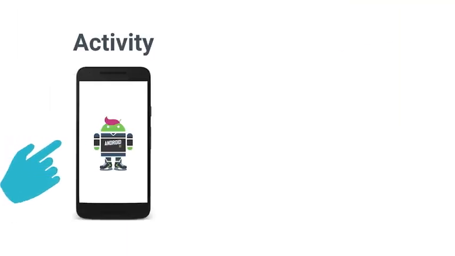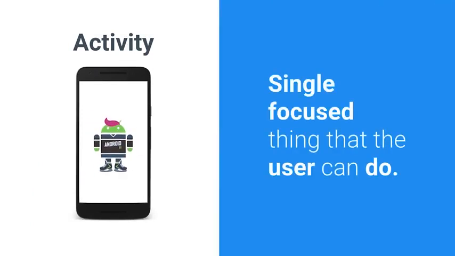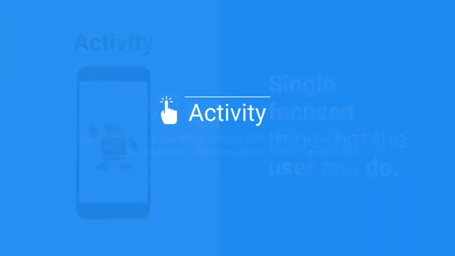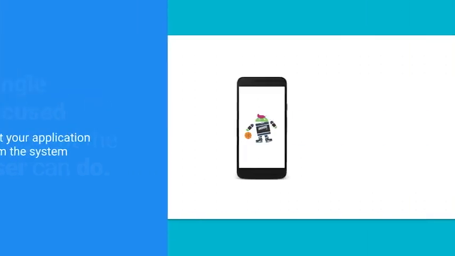An activity is the Android component responsible for most app user interaction. The developer guide describes it using almost the dictionary definition of the word activity: a single, focused thing that the user can do. And that's a pretty good design principle. Since the user is doing something, they're interacting with the device, so activities are responsible for creating the window that your application uses to draw and receive events, such as touch events from the system.